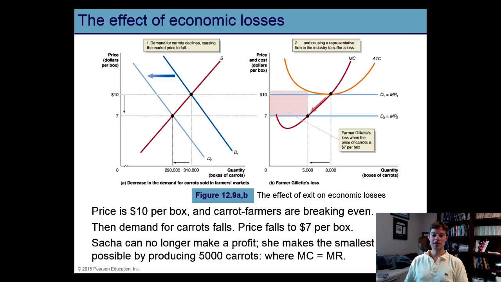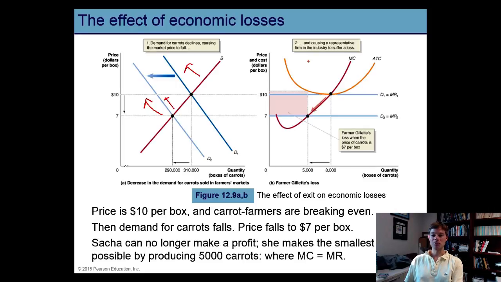When firms exit the industry, this will shift the market supply curve to the left. As firms exit the industry, market supply is decreased, and that will begin to put upward pressure on the price level. Firms will continue to exit the industry as long as they are earning negative economic profits.